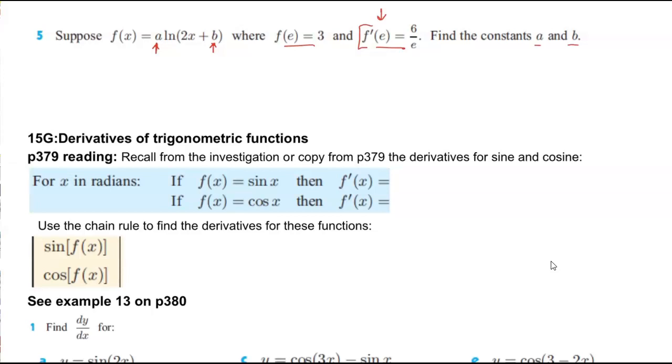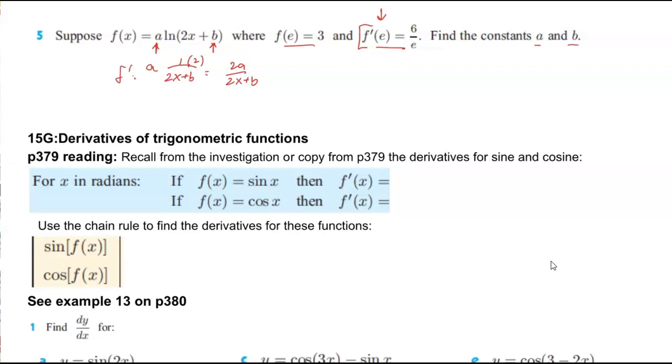If we do take the derivative, remember we're going to treat a and b as if they were numbers, not as variables, because the only variable here is x, okay? So since a is just a number, we leave it out there as a coefficient. We're going to take the derivative of the outside function, which is natural log. We're going to leave the inside, which is 2x plus b, the same. Then we're going to multiply times the derivative of the inside, which would be just 2. And then we're done. So it would be 2a over 2x plus b is the derivative.